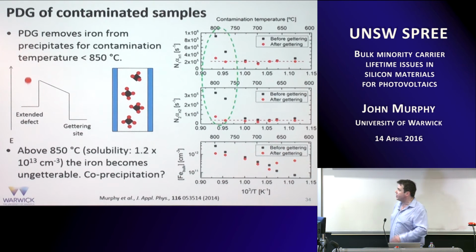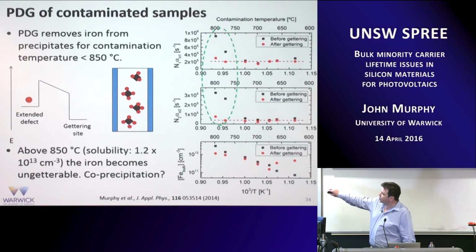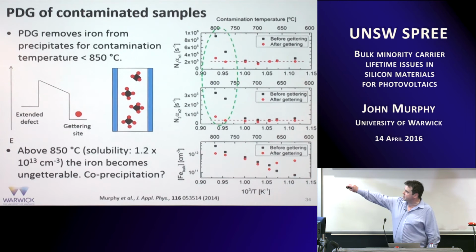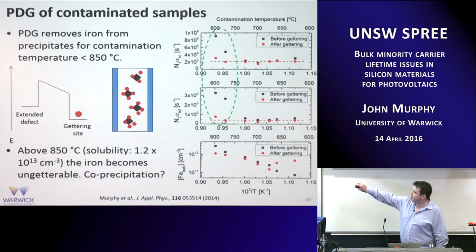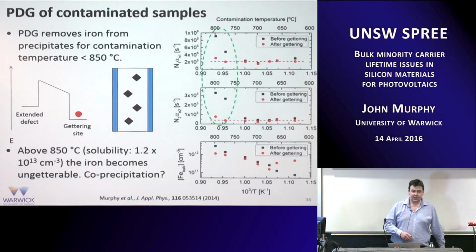So the picture we've got here is actually that iron comes off the oxide precipitate, the extended defect, and this little animation shows what happens during the gettering. So we get iron at the precipitates, and a lot of it comes off and is gettered away. And so we can get all this out from injection-dependent lifetime data, which is quite neat.